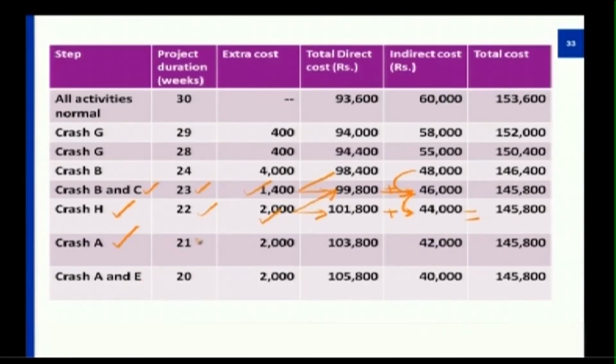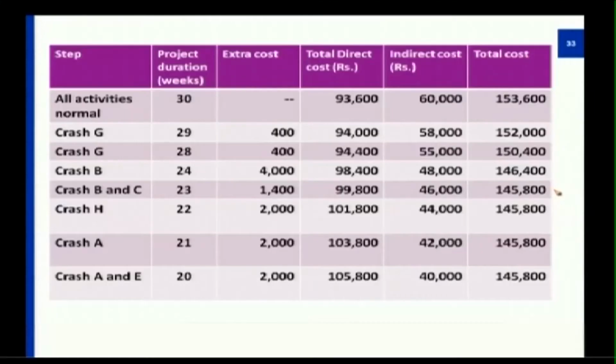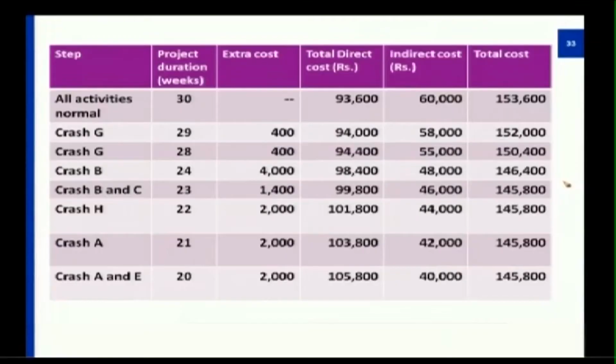And by crashing A, with the same procedure, I will get 1,40,800, and crashing A and E together for 20 weeks, the cost would be the same. So one interesting thing that you can note here is, as far as project management is concerned, what we are aiming at is reducing the time and reducing the total cost for a given project. As far as this table is concerned, I have reduced the time from 30 weeks to 20 weeks. So I can promise my customer that I can reduce it from 30 weeks to 20 weeks, which is 10 weeks.